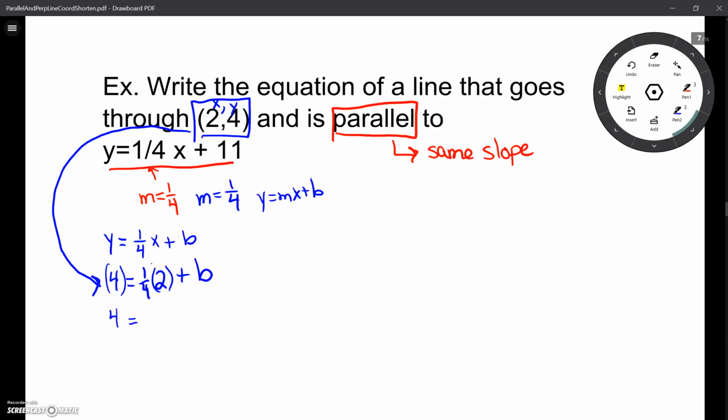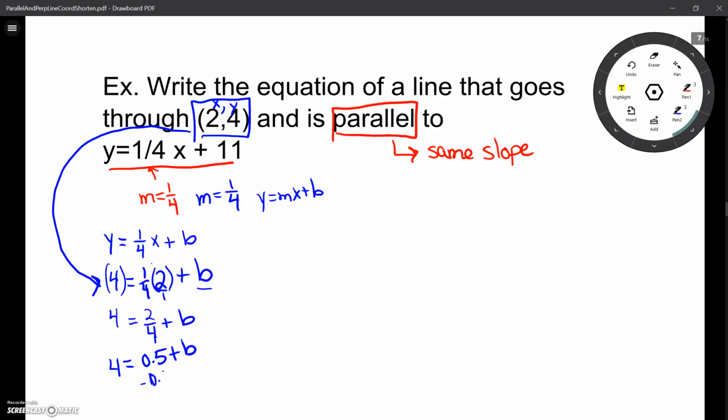4 can't do anything with 1/4 times 2. Now that's the same as 1/4 times 2 over 1, so that is going to be the same as 2 over 4 plus b. And 2 over 4, isn't that just a half? So I have 4 is equal to 0.5 plus b. So now I'm going to solve this equation for b, because that's my end goal anyway.